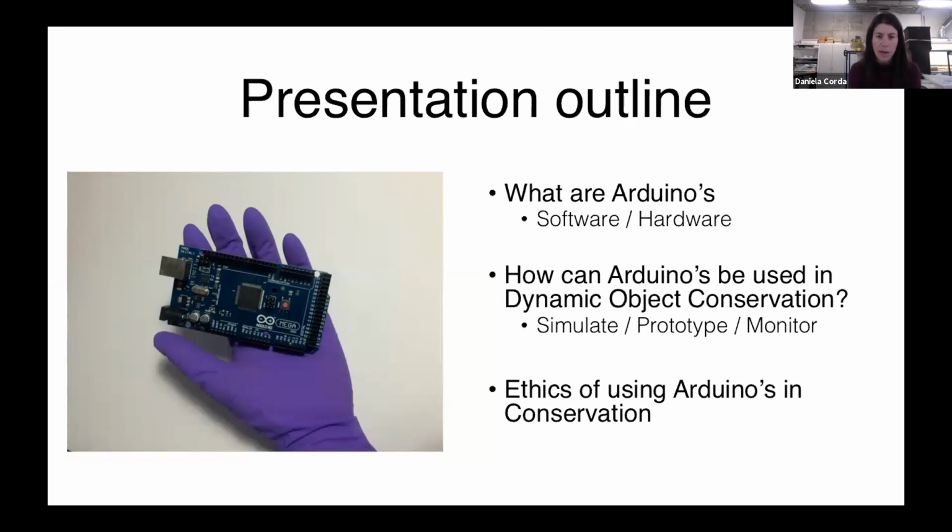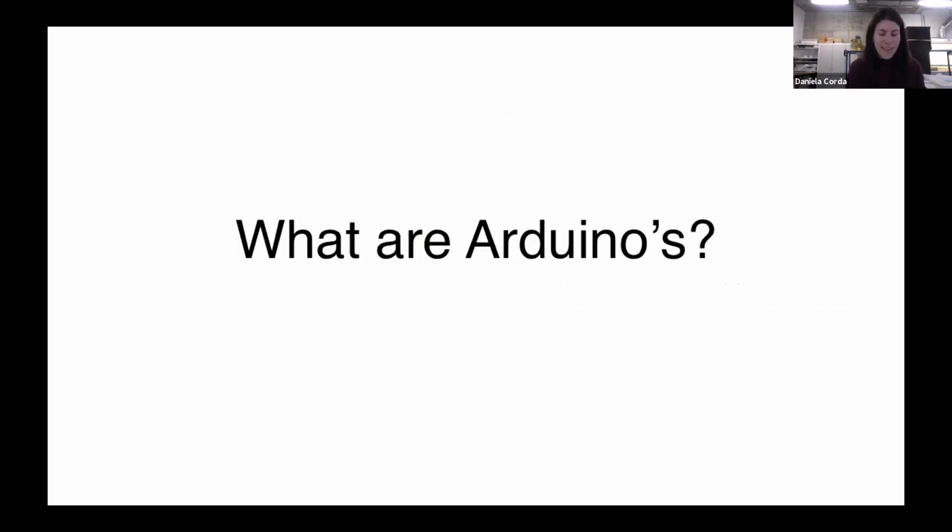Firstly, I will introduce the Arduino platform, both its software and hardware capabilities. Then I will present some of the uses for Arduino in conservation, including simulating, prototyping, and monitoring. And finally, I will talk a bit about the ethics of using Arduino technology in conjunction with historic dynamic objects. So let's start at the beginning. What are Arduinos? Founded in 2005, Arduino is the company name of an electronics platform that provides affordable open source hardware and software to enable quick and easy prototyping for electronic projects that interact with the environment.